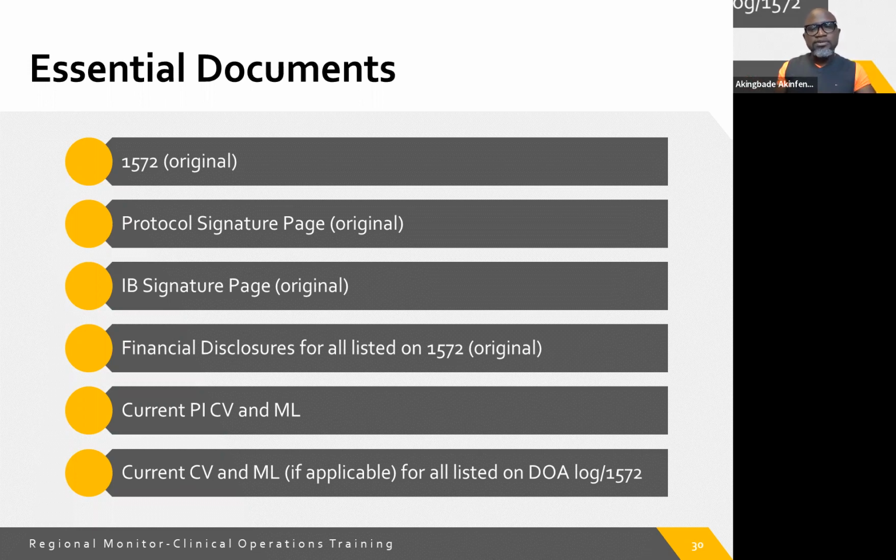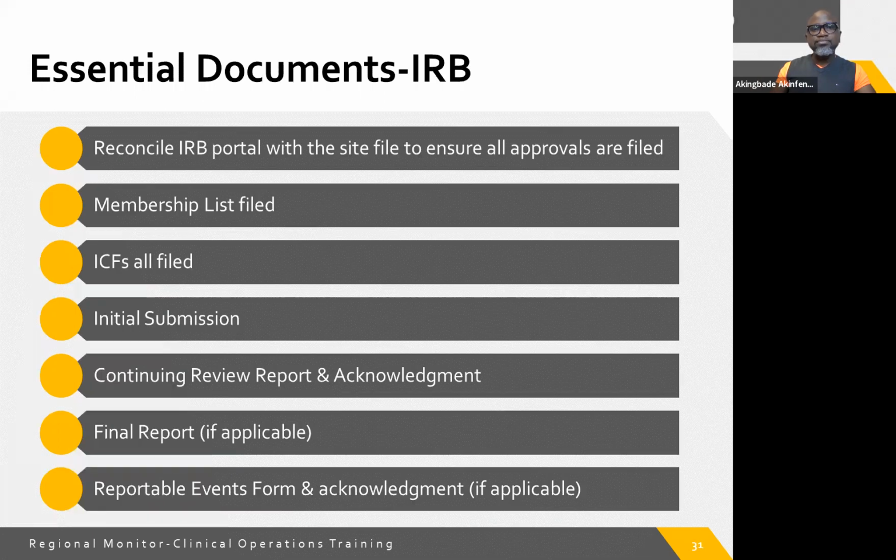Want to check the current medical license and CVs for the PI. Want to see that those licenses are very current, and if it's about to expire, we want to make sure that we can put the updated version on file at any point in time.